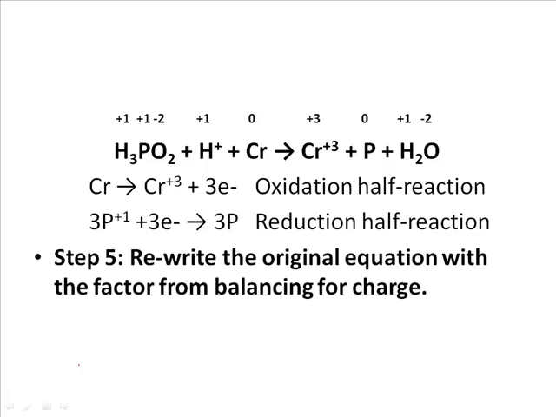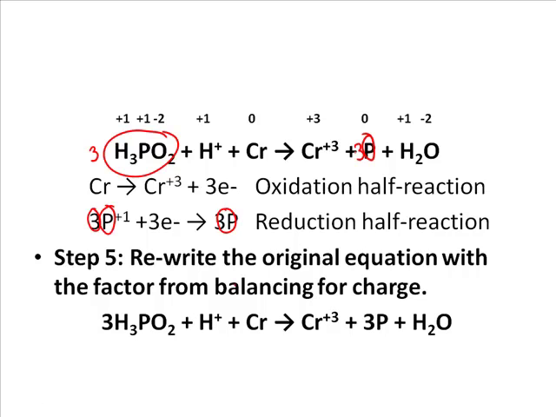Now what I'm going to do is rewrite from the original equation these species that have these letters in them. So in other words, anything with P in it, I'm going to apply the 3. So this species I'm going to add a 3, and this species I'm going to add a 3. Okay? And here it is.